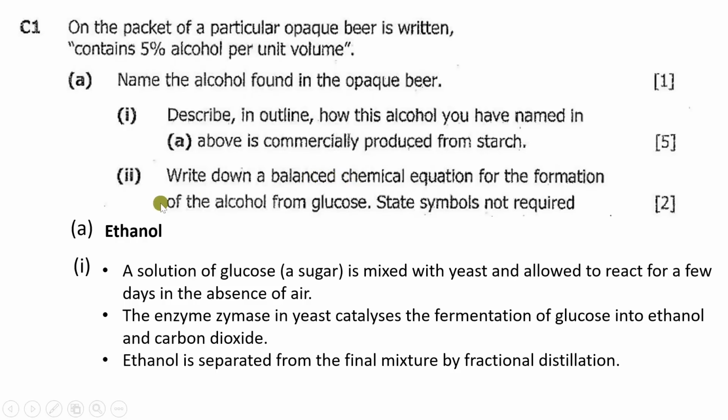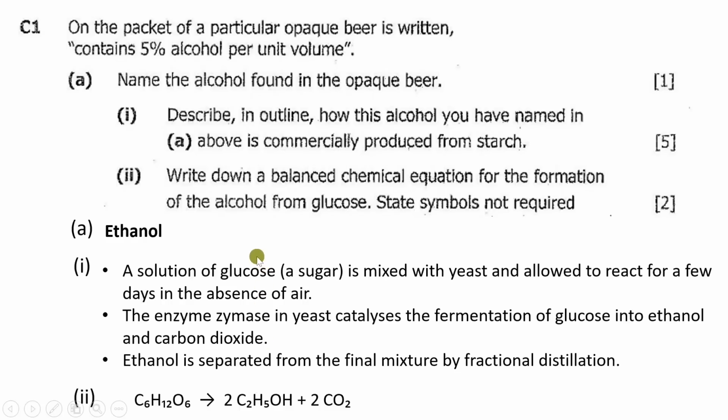So we go to Roman numeral 2, which said write down a balanced chemical equation for the formation of the alcohol from glucose. State symbols not required. So now we write a balanced chemical equation for the formation of the alcohol from glucose. So this is the equation. This is glucose produces ethanol plus carbon dioxide. So this is the balanced equation.